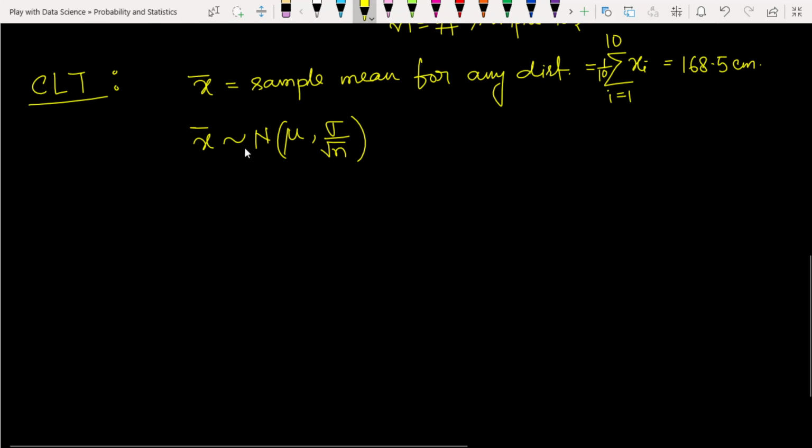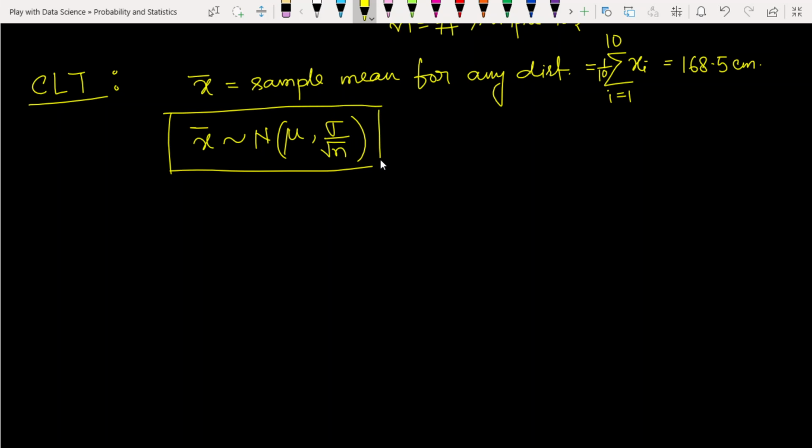Because from the central limit theorem we know that for any distribution, the sample mean always follows the normal distribution with the mean mu, meaning the population mean, and with standard deviation. By this formula, we have already known this thing, because these things are actually the sample mean. This is the normal distribution, this is the population distribution, this is the standard deviation.